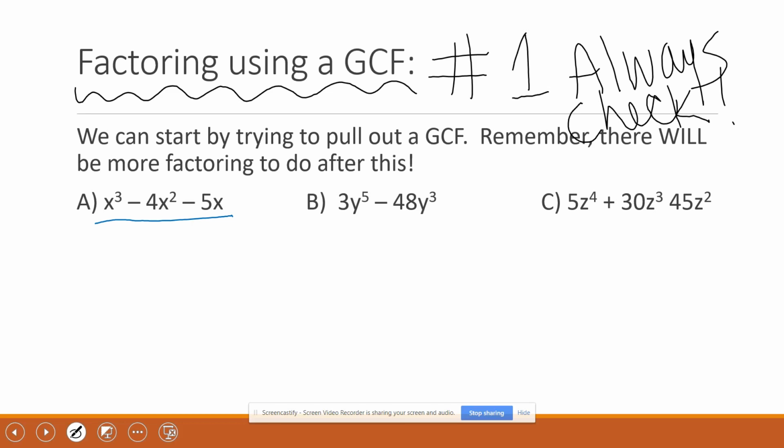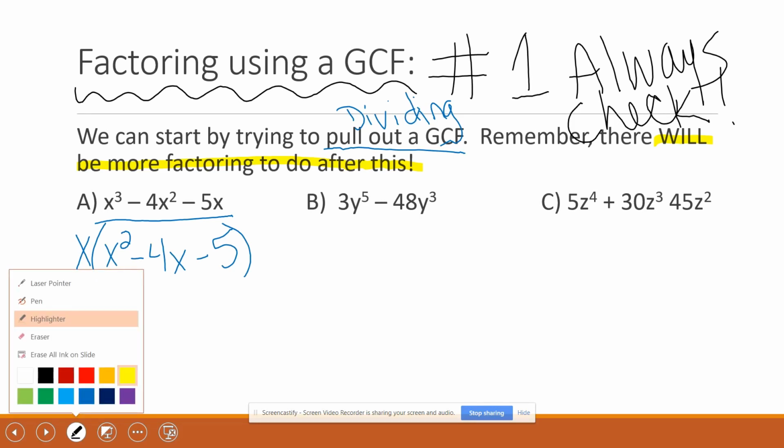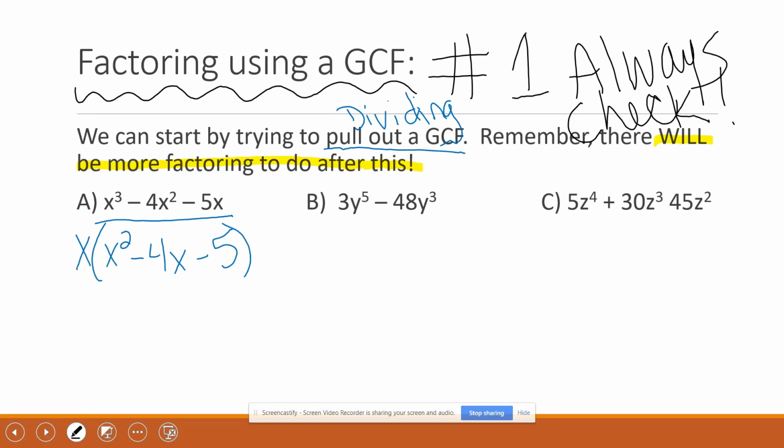So for our first example, we have a common factor of x. Remember, when we pull out a GCF, it means we are dividing by that value. So we're left with x squared minus 4x minus 5. Now, a reminder that we will have more factoring to do 95% of the time in this section, even if we pull out a greatest common factor.